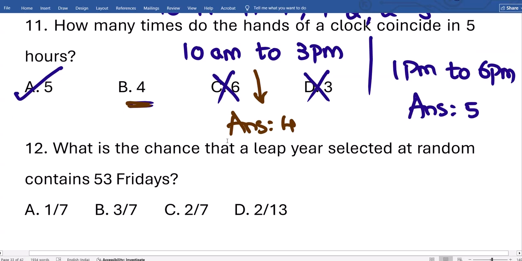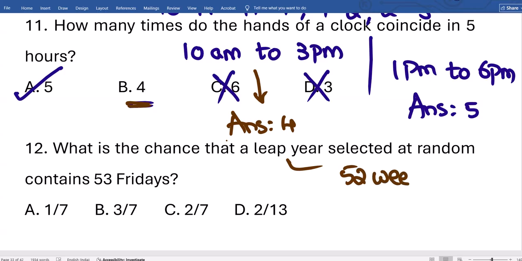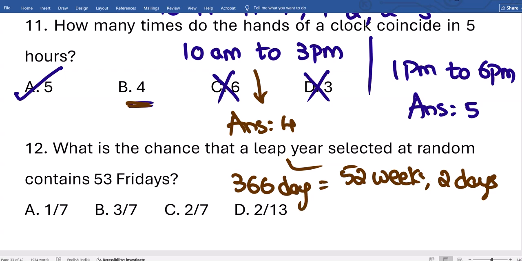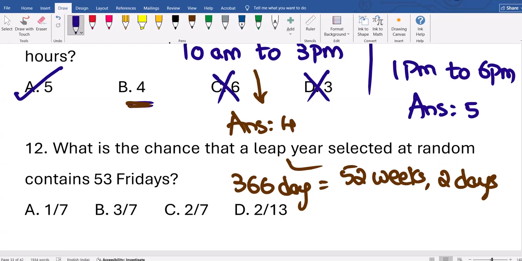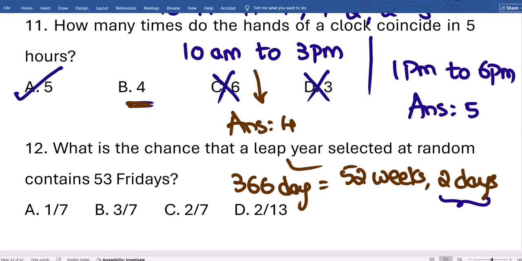And okay, as of now, that other question is also displayed. I'll complete it within 30 seconds and we'll close. Leap year, 53 Fridays. A leap year has 52 weeks and 2 days extra. How many days in a leap year? 366 days. It is 52 weeks and 2 days. That means 52 Fridays are already confirmed. You want 53, so among these 2 days, one must be Friday. It can be the first day or the second day.